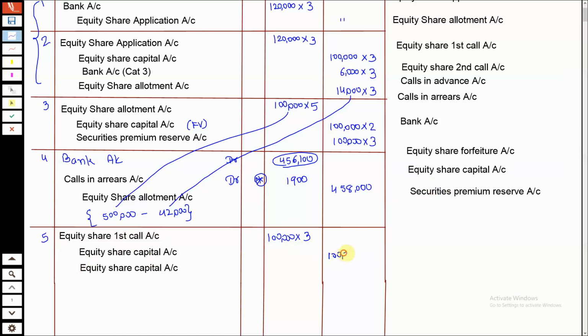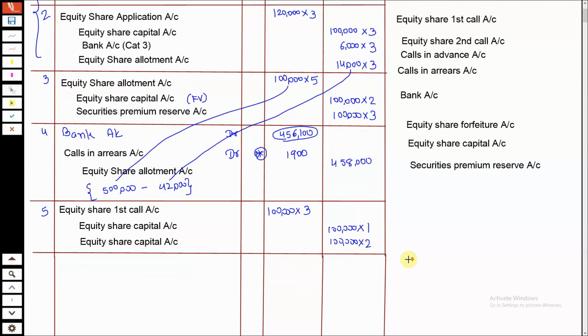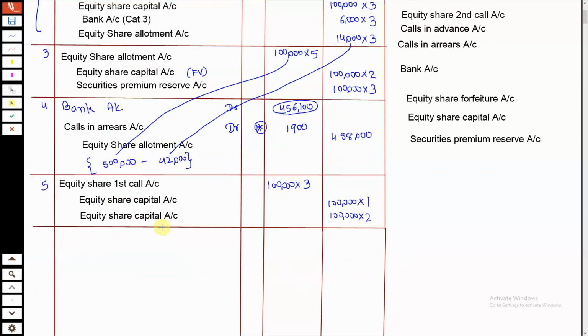So on these 1 lakh shares, 1 is the face value and on these 1 lakh shares, 2 is the premium. So this completes my journal entry number 5. Entry number 5 is very easy, just like entry number 3.